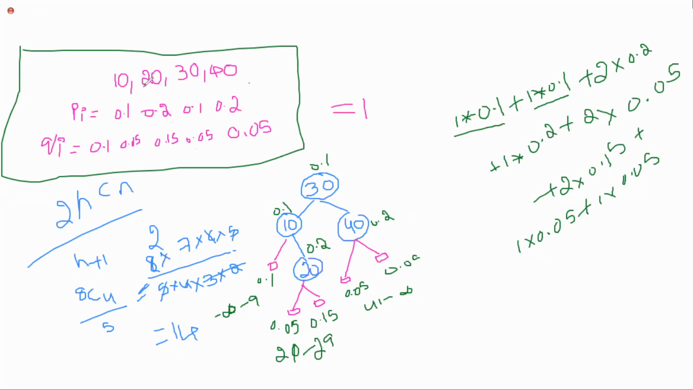Now 11 to 19 are unsuccessful. 21 to 29 are unsuccessful. Again, 31 to 39 are unsuccessful. 41 to infinity are unsuccessful. So for the unsuccessful searches, I have given you the square boxes, and they have given the successful search probabilities as well as the unsuccessful search probabilities.